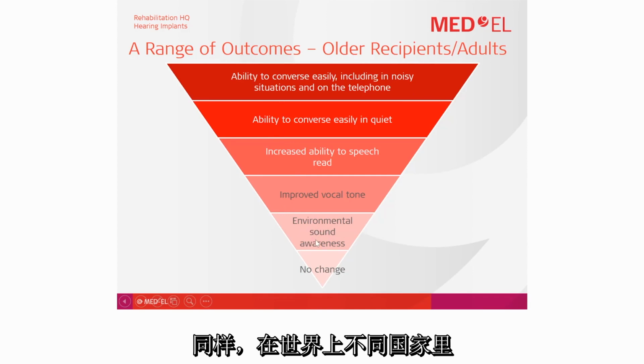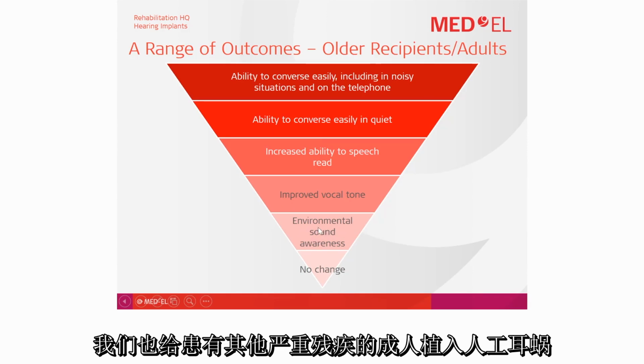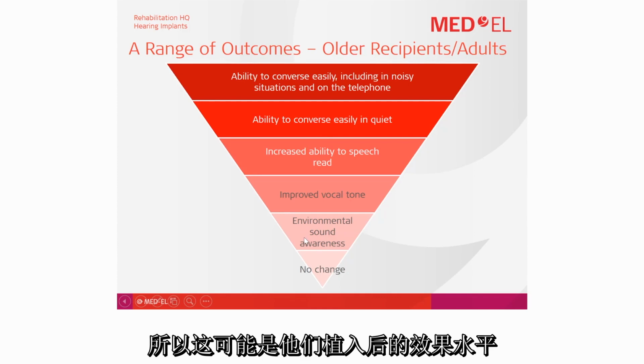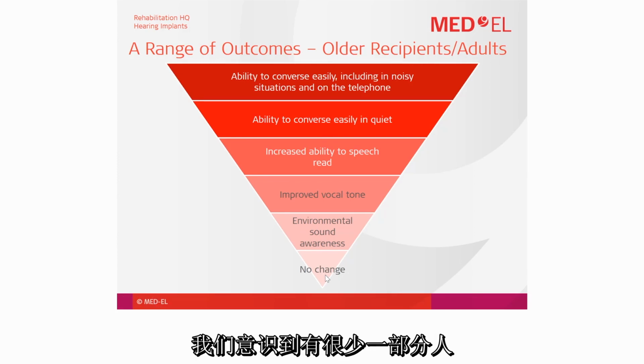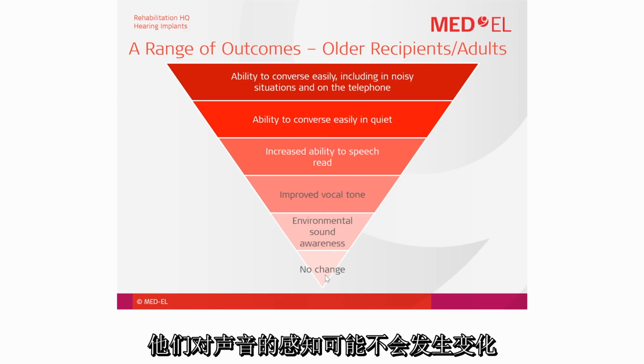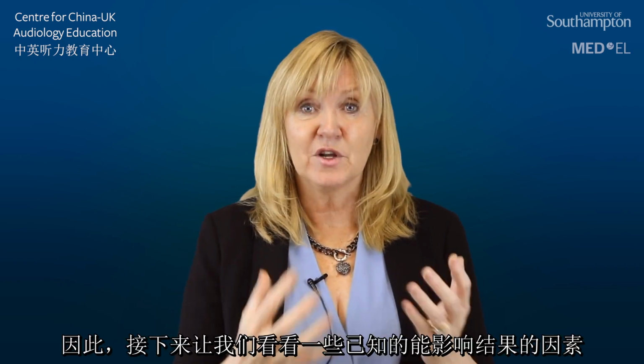Again, around the world in different countries, we are implanting adults who have significant other disabilities. So this may be the level of their achievement post-implant. And again, we recognise on the bottom there that for a very, very small number, there might be no change in their perception of sound. So we've talked about the range of outcomes that we see in our recipients. But then the question is, why is it that some of those recipients end up at the top of that list, whereas others have a more compromised outcome? So let's look at some of the factors that we know affect those outcomes.